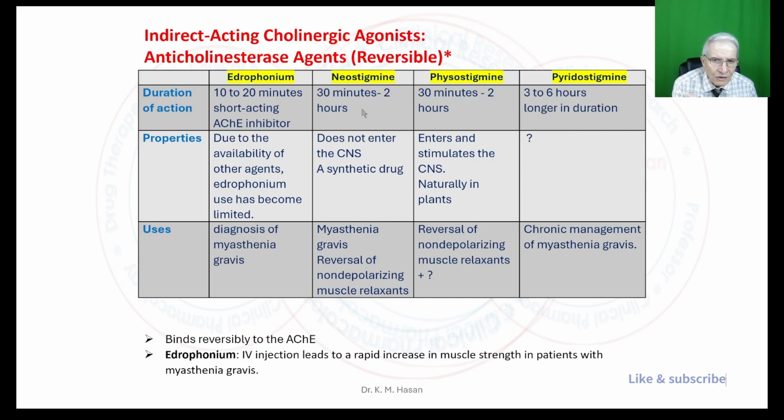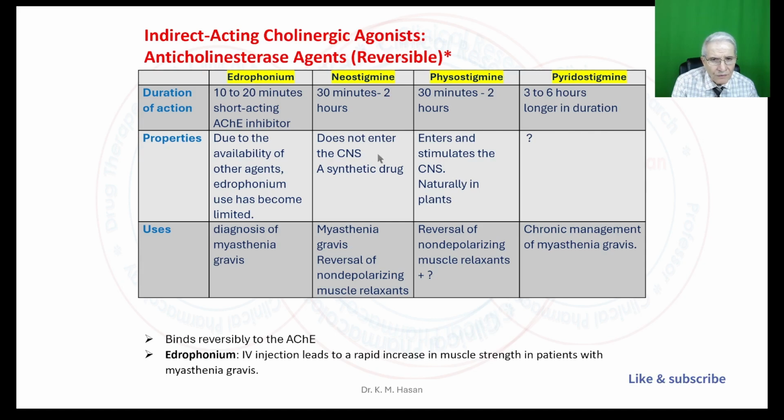Now moving to neostigmine. The duration of action is 30 minutes to 2 hours. Neostigmine does not cross the blood-brain barrier and does not enter the central nervous system. Moving to the uses: neostigmine is used for patients with myasthenia gravis, and for reversal of non-depolarizing muscle relaxing agents.